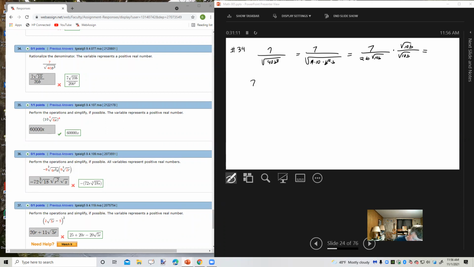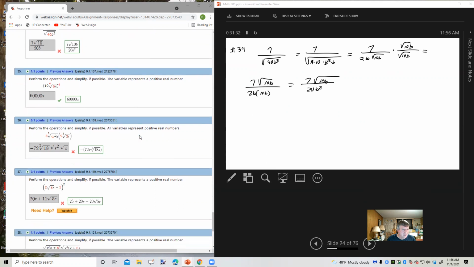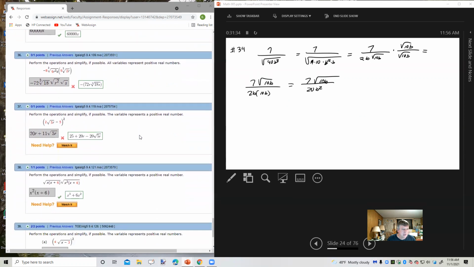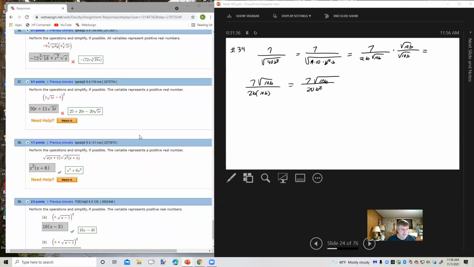We get 7 square roots of 10b over 2b times 10b, which is 7 square roots of 10b over 20b squared. And nothing will reduce there. So there's the final answer. And then we've got 36 and 37, and then we'll get started on today's lesson.